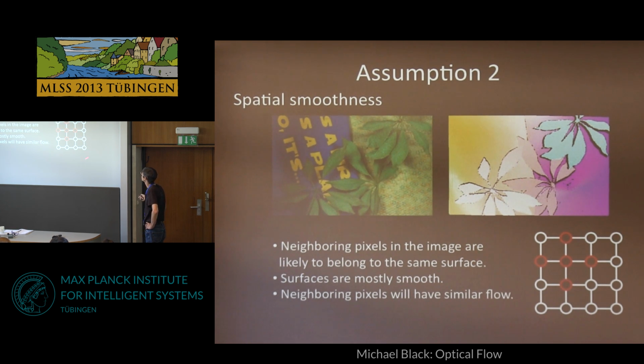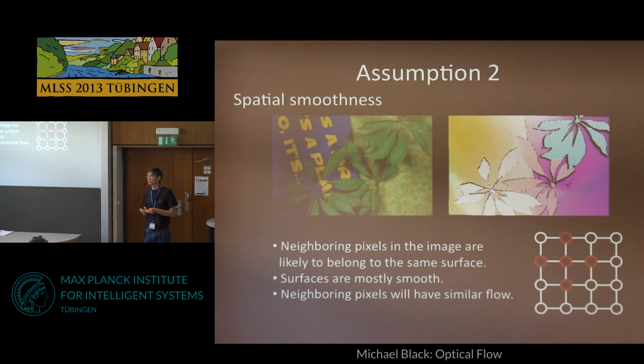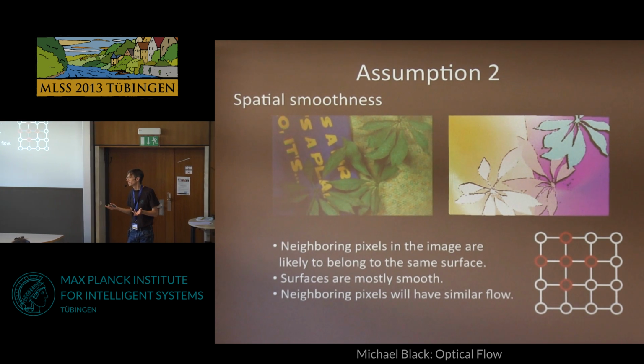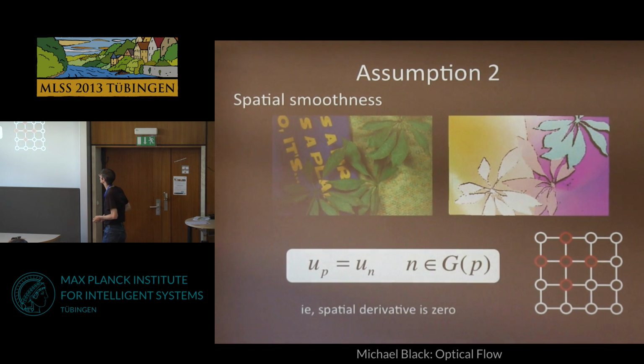And so we're going to look at a pixel grid, and for every pixel in the grid, we're going to look at the four nearest neighbors, and we're going to assume they belong to the same surface. And surfaces in the world tend to be kind of smooth. And if the surfaces are smooth, then the optical flow at those pixel locations is probably similar. Okay. That's just an assumption. And so I'm going to write this assumption as, for a particular pixel P, the horizontal flow U should look like the horizontal flow at a neighboring pixel N in some neighborhood of P. Another way to say this is we think the spatial derivative of the optical flow field is 0.